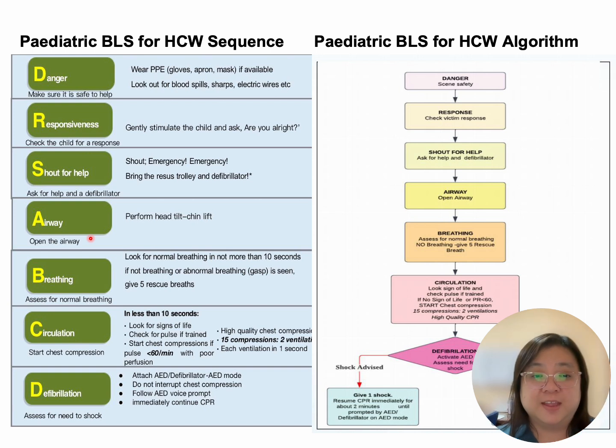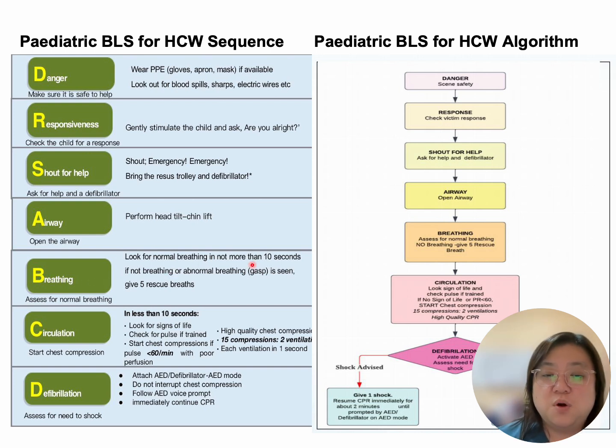After head tilt, chin lift, you check for breathing. This is where it is a bit different. You look, listen, and feel, for no more than 10 seconds, to check for breathing. Here you don't do it simultaneously. Like in adults, we check for breathing and pulse simultaneously, right? Here we don't. You check for breathing first within 10 seconds. If no breathing, or agonal or abnormal breathing, then you give 5 rescue breaths.